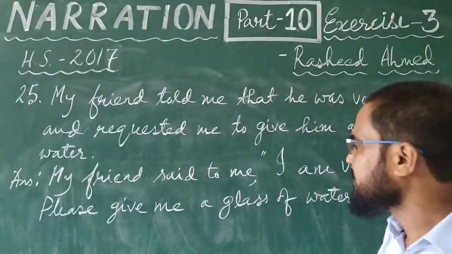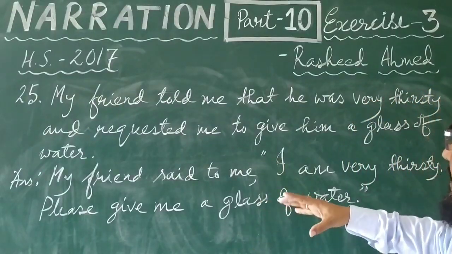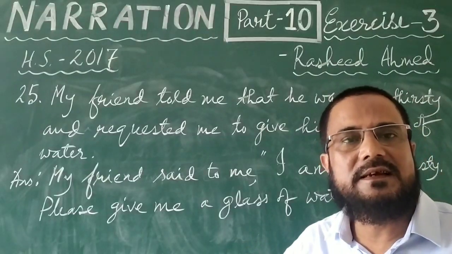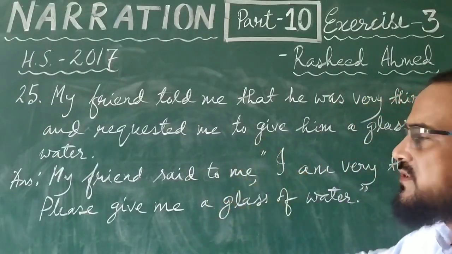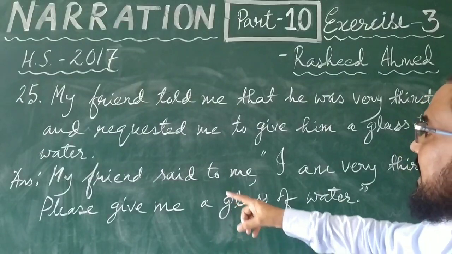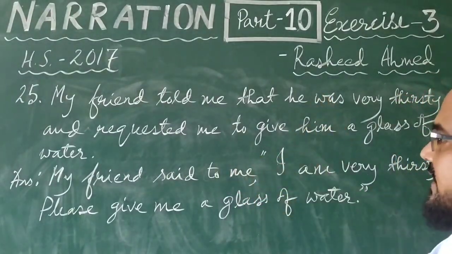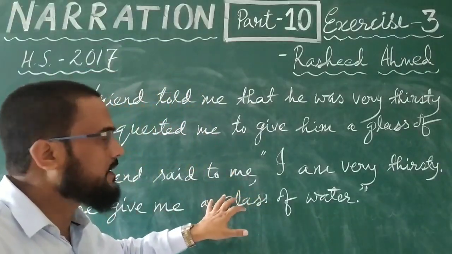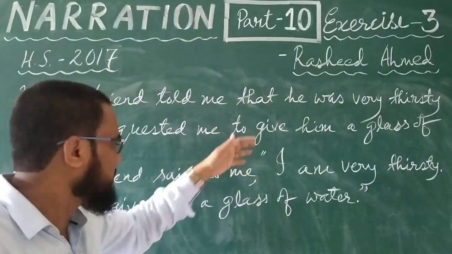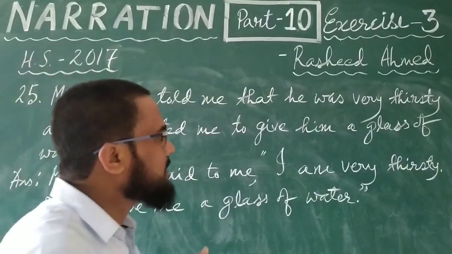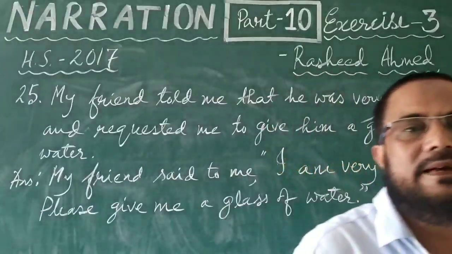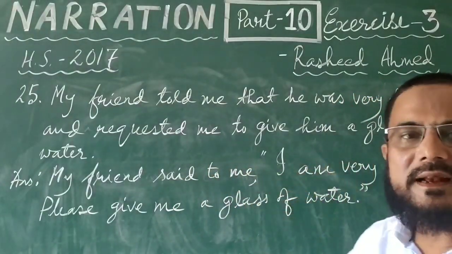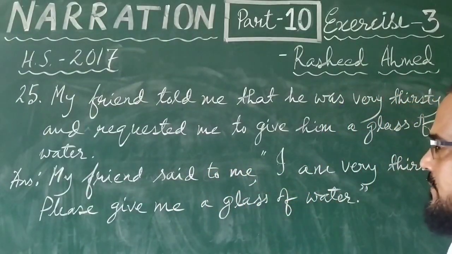I am very thirsty. Then the next part, and requested me, it means when he said I am very thirsty, then he made a request. So this part will be an imperative sentence. It will begin with please. And requested me to give him a glass of water. Please give me a glass of water. Let us see the answer now, and in the reverse way you will see the question. My friend said to me, I am very thirsty. Please give me a glass of water. My friend told me that he was very thirsty and requested me to give him a glass of water.